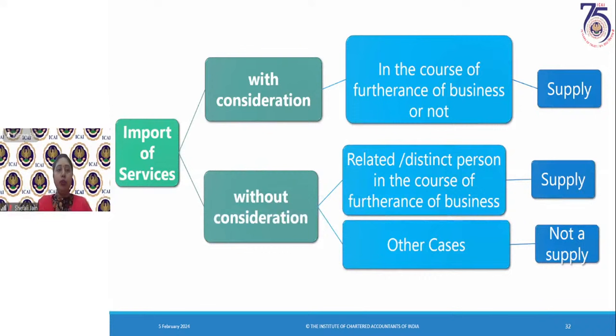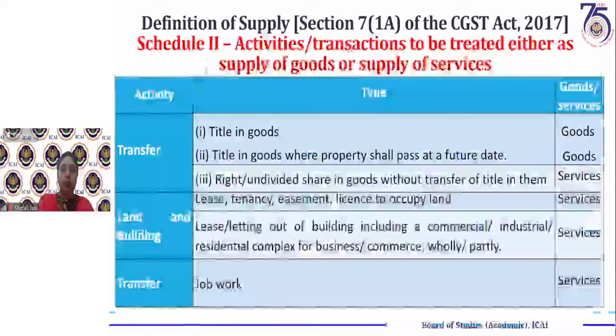This is an overview of import of services. If we are importing services without consideration, then we have just seen that it should be from a related person and it should be in course or furtherance of business. Then only it will be a supply. Otherwise, it will not be a supply. If it is with consideration, then it may be in course or furtherance of business or not. We did that in the last class: import of services with consideration can be for the purpose of business or for personal purposes. In both these cases, it will be considered as supply.